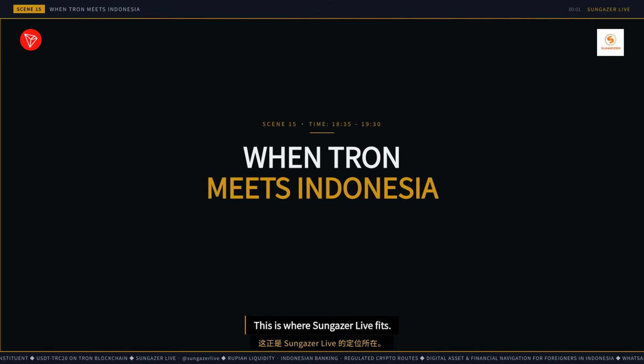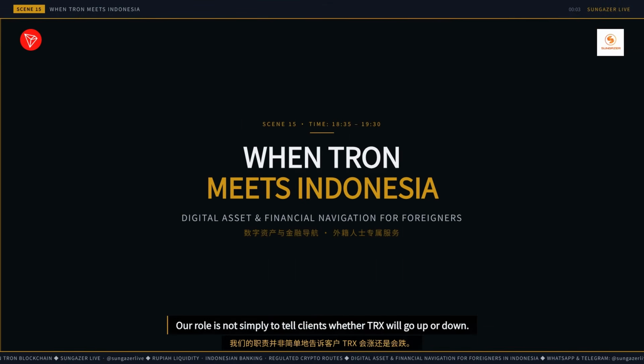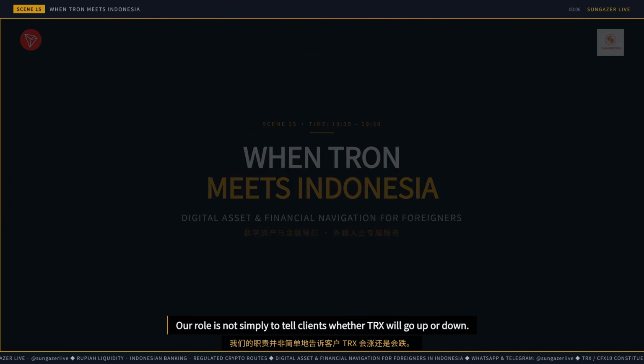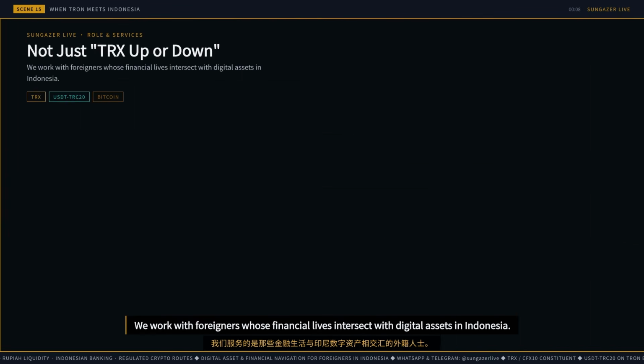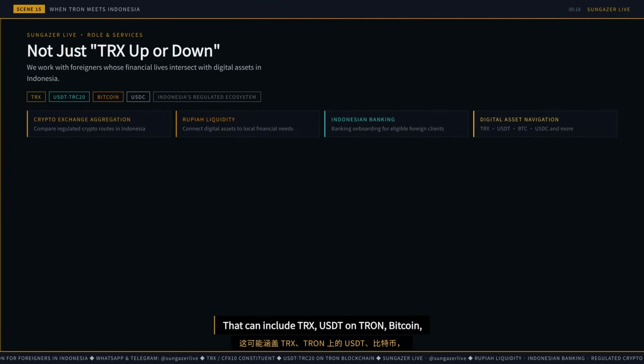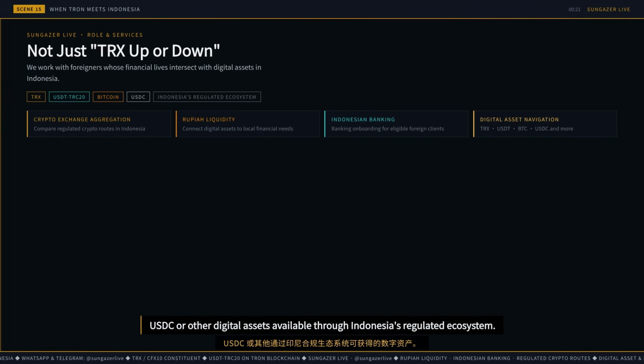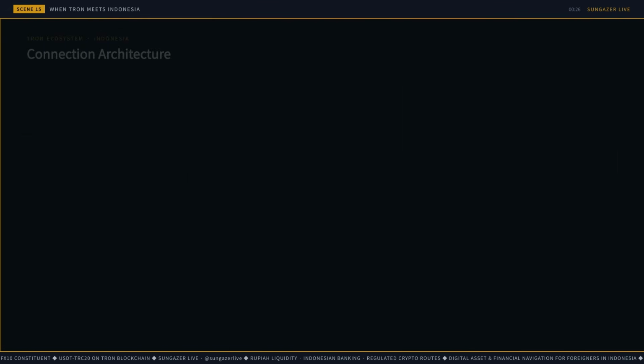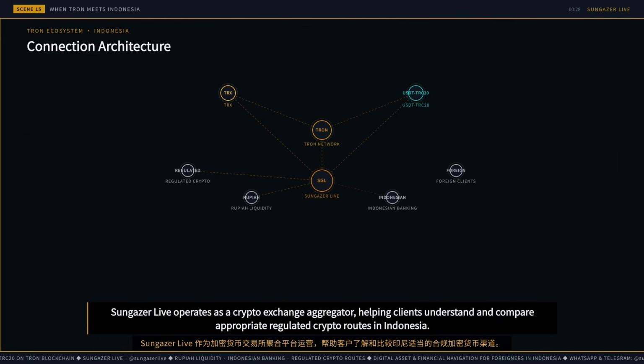This is where Sungaza Live fits. Our role is not simply to tell clients whether TRX will go up or down. We work with foreigners whose financial lives intersect with digital assets in Indonesia. That can include TRX, USDT on TRON, Bitcoin, USDC, or other digital assets available through Indonesia's regulated ecosystem. Sungaza Live operates as a crypto exchange aggregator, helping clients understand and compare appropriate regulated crypto routes in Indonesia.